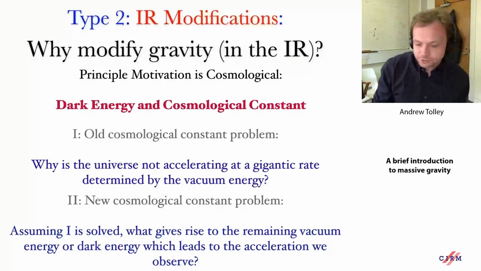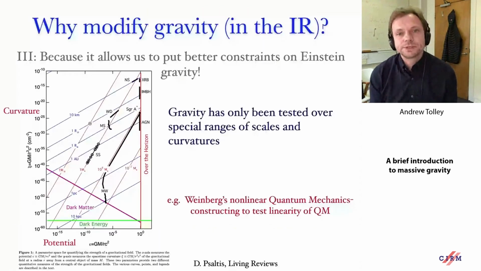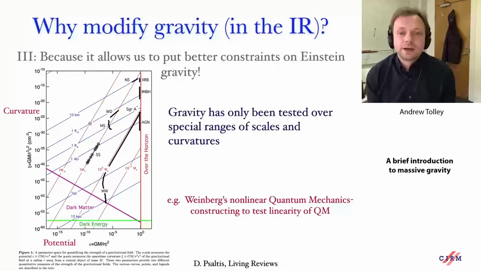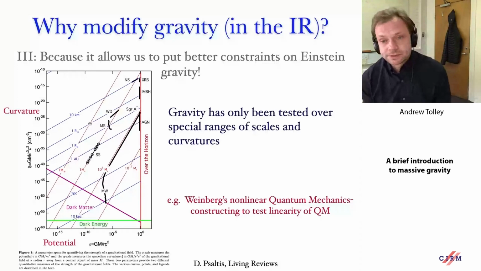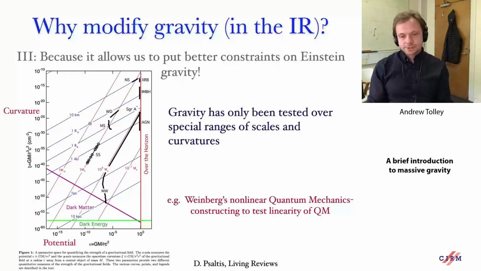And there's another, more pragmatic perspective, which is that it's nice if we want to put constraints on general relativity, particularly in the modern context, with all the information we've got from gravitational waves now coming in. We'd really like to know, is Einstein's theory of relativity correct, even at low energies?